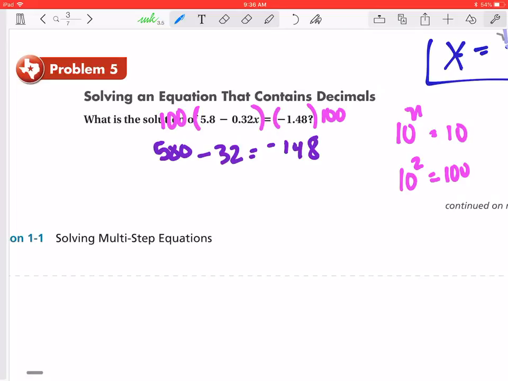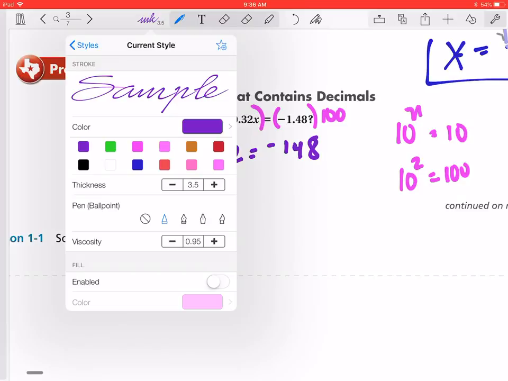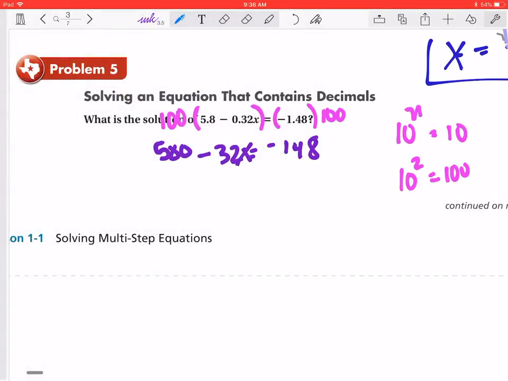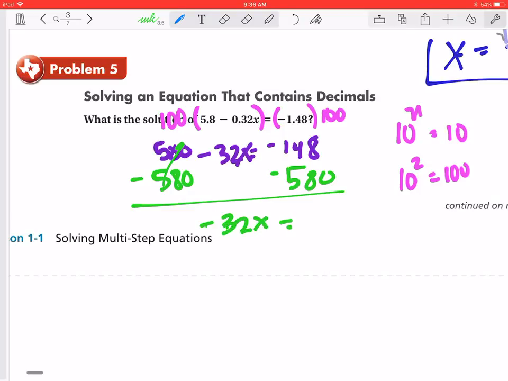So now I'm just going to simplify, and that should be x. I missed my x. 32x. So now I'm going to subtract 580 from both sides. And then that's going to become negative 32x is equal to negative 728.